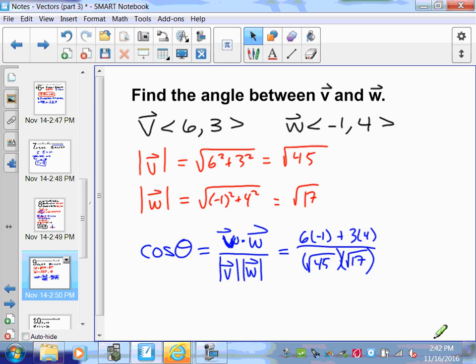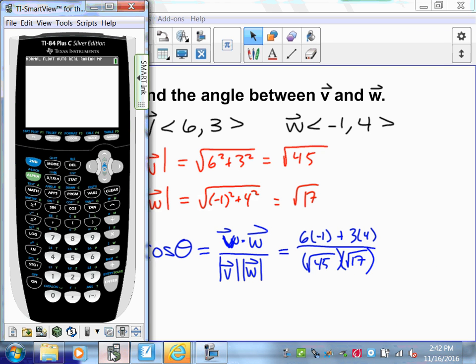So here we go. On your calculator, second cosine. There's even, if you do alpha y equals, you can do fractions and just type it in. So 6 times negative 1 is negative 6 plus 12 at the top. Alpha y equals. And then square root of 45, and then square root of 17.